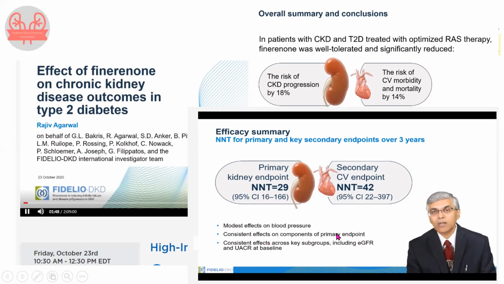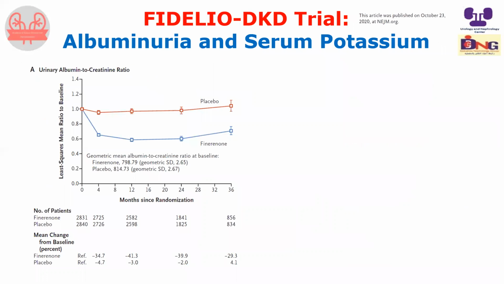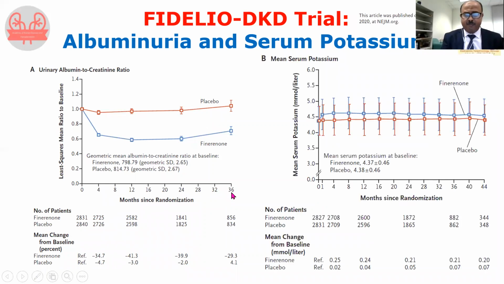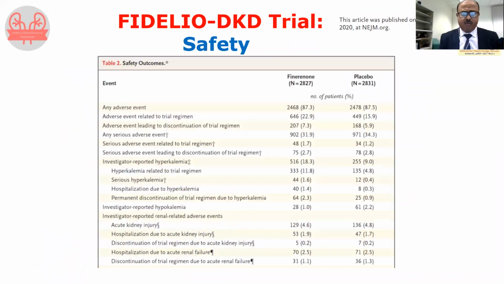Consistent effects on components of the primary endpoints according to different categories, and consistent effects across subgroups, including estimated GFR and urine albumin creatinine. And this is the behavior of urine albumin. You can find a significant reduction of urine albumin creatinine ratio from the early beginning, as you see in this follow-up for 36 months. And this is the change of potassium, the difference between placebo and Finerenone. There is some increase, but little. It is not a strong rise of potassium.